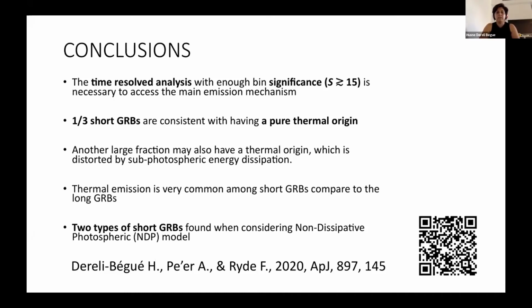So as a result, the thermal emission is very common among the short GRBs. And when you consider the non-dissipative photospheric model, you can find two kinds of short GRBs. So the T90 is not a strict criterion, and we can separate this restriction with our model as well. So this is the end of my talk. Thank you so much, and I will be happy to have questions if you have.